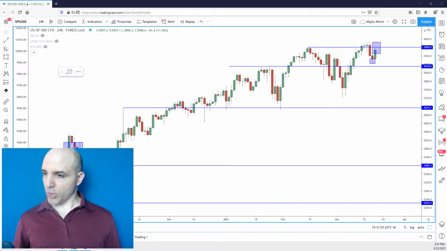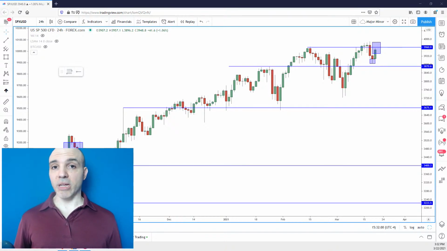There's also an inverse head and shoulders on the hourly and daily. So I don't look at the hourly chart, just so you know. For these type of trades, I only look at daily charts because they're going to be the most reliable for swing trades, okay, for the system that we use.